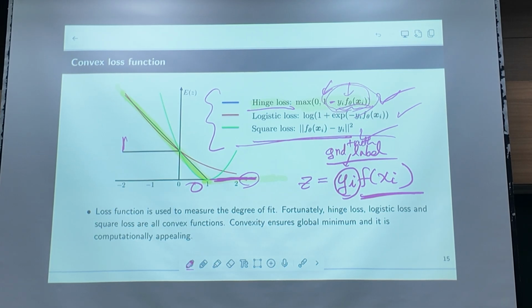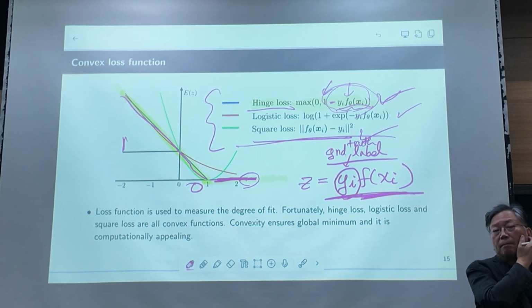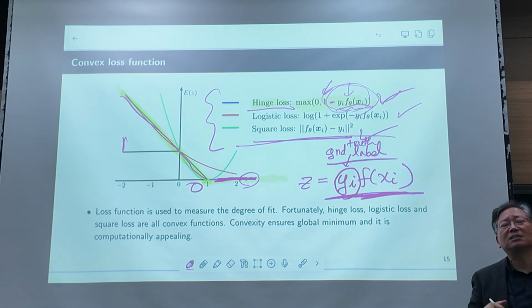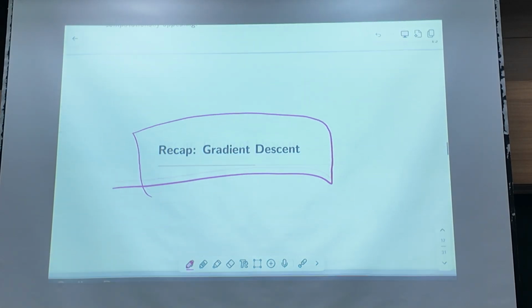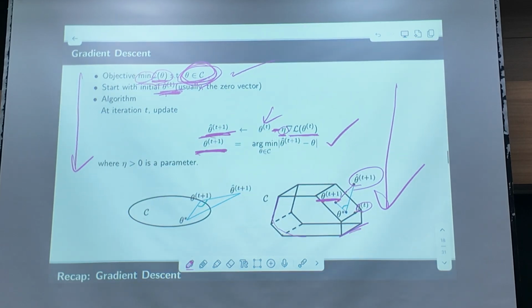And as this value goes more negative, it's going to be a line like that. Okay? That's called the hinge loss. And we're going to be using this hinge loss for defining soft SVM. Okay?